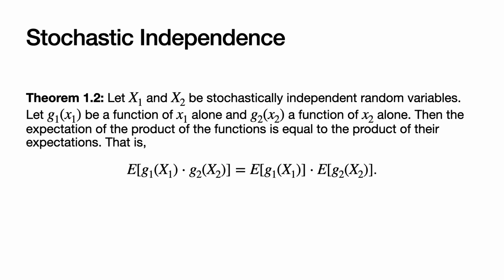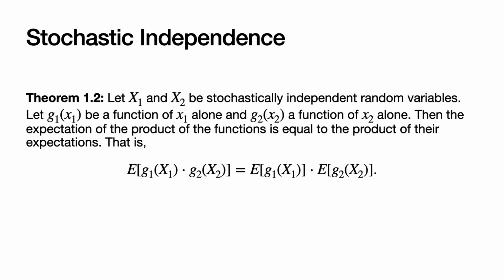Next, we have what we'll call theorem 1.2. Let x1 and x2 be stochastically independent random variables. So we are assuming here that x1 and x2 are in fact stochastically independent. And so the result applies whenever we have two independent random variables. Now, let g1 be a function of x1 alone and g2 be a function of x2 alone. Then the expectation of the product of these two functions, that is the expected value of g1 times g2, is equal to the product of their expectations. That is, it's equal to the expected value of g1 times the expected value of g2.